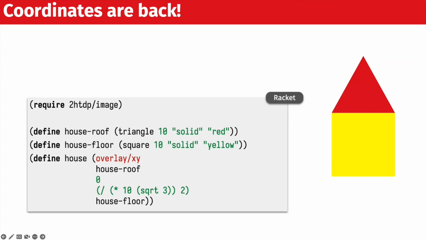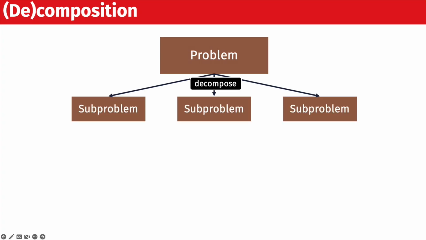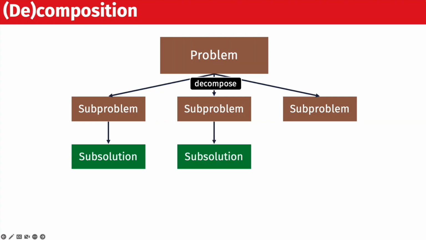But we're back at the same problem as before. We're again thinking in terms of coordinates. And that's not really what we would like to do as computer scientists. When we have a problem in general, we would like to decompose this problem into several sub-problems. And here's the key: we would like to be able to solve each of these sub-problems independently. So we would like to come up with a sub-solution for the first sub-problem, a sub-solution for the second sub-problem, and so on.